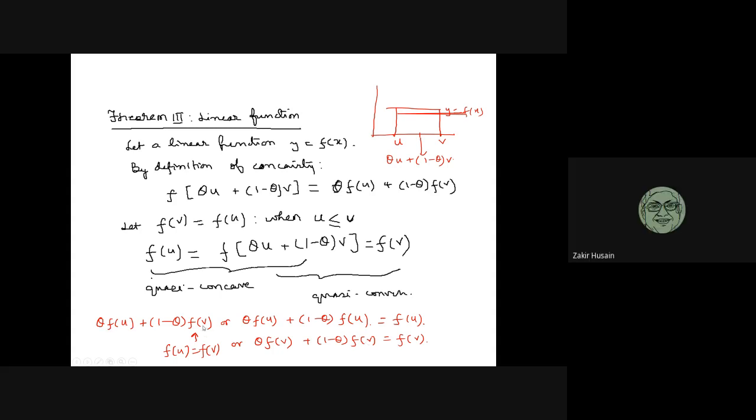See, I'm just writing this equation, okay? Since I have fu equal to fv, I'm substituting fu over here, in this line. And in this line, I'm substituting fv over here. Oh, I see. I got it, sir.